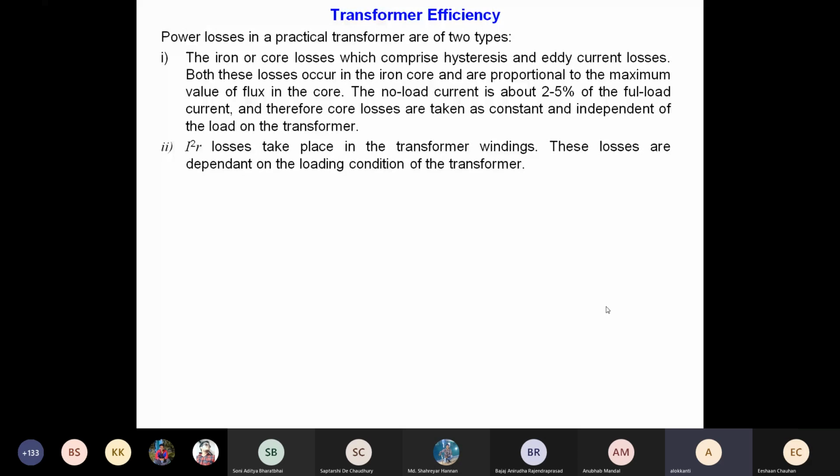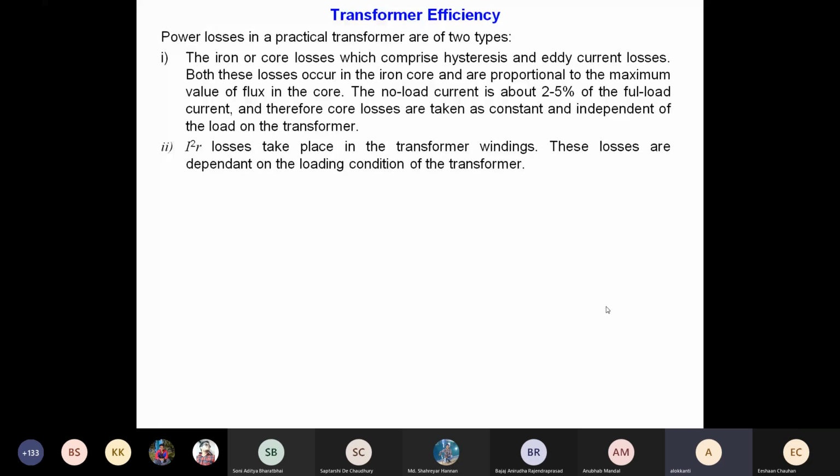Now, both these losses occur in the iron core and are proportional to the maximum value of the flux in the core, that is, to Bm or phi m. We saw that the eddy current loss is proportional to Bm square, and the hysteresis loss is proportional to Bm to the power n, where n is the Steinmetz constant, whose value varies from 1.5 to 2, roughly close to 2. Because it is actually the area under the hysteresis curve, which is a very irregular curve, and finding the area under that irregular shape is difficult. So Steinmetz gave an empirical formula.